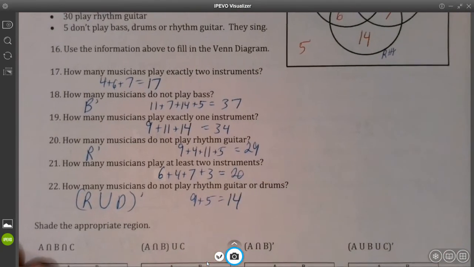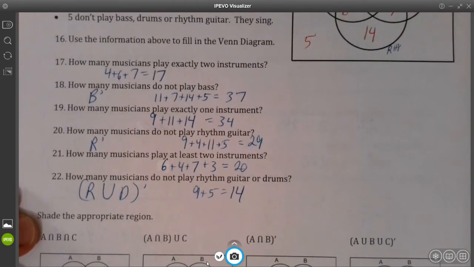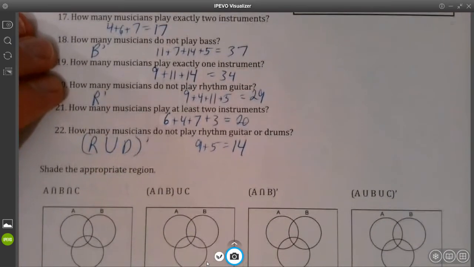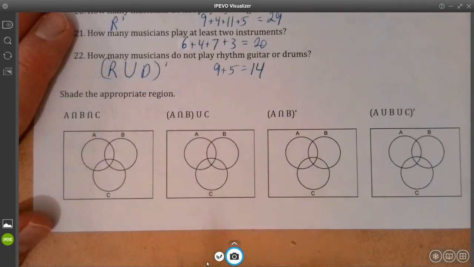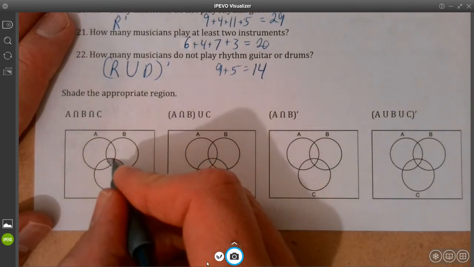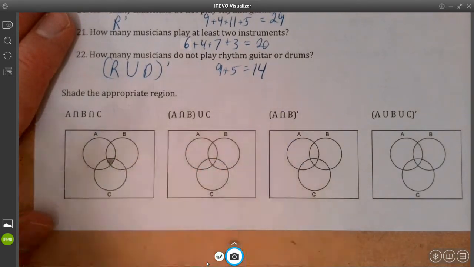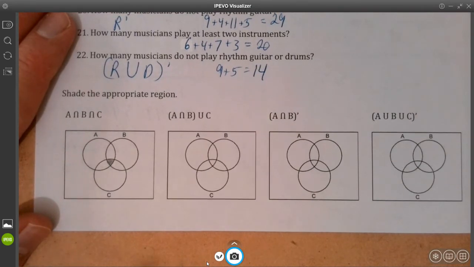All right, let's color. Here goes. These are the fun ones, unless you're not good at coloring, which means they're not going to be fun for me. Let's shade the appropriate region. A intersect B intersect C. What do A, B, and C all have in common? This little almost triangle right here. It's not exactly a triangle because it's a little curvy, but it's that spot in the middle.